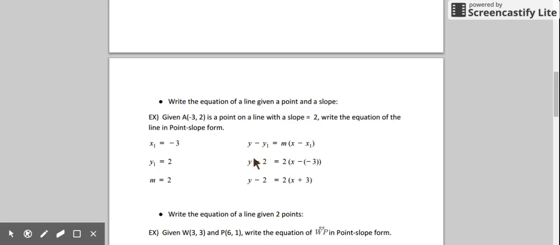So y minus 2, plug in y1 value right there. Plugging in my x1 value over here, so I have x minus negative 3. Be careful there. If your coordinate is a negative, be sure and include that negative with it and that minus sign as well. And then substitute our slope value, 2 for m. And then the only simplifying you may have to do is with those double negatives, just turn it into a positive. So here's our line in point-slope form.